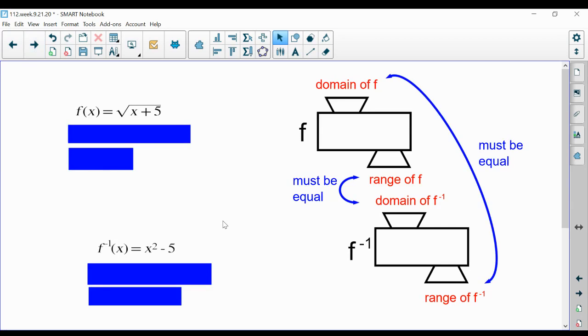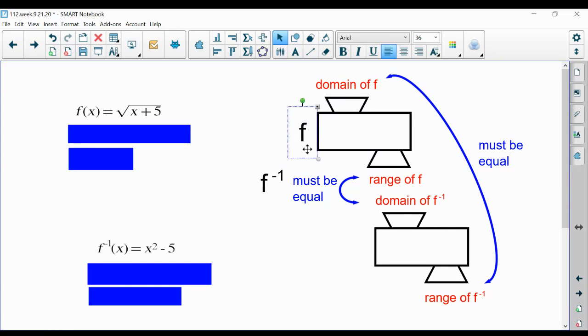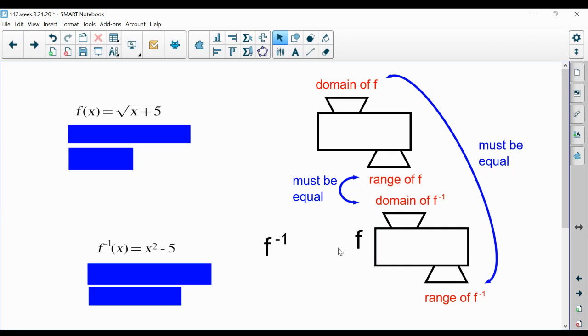Here's like the cartoon version of that. Two functions, f and f inverse. It doesn't matter where I put these, okay, because they both behave the same way. They're both inverses of each other.